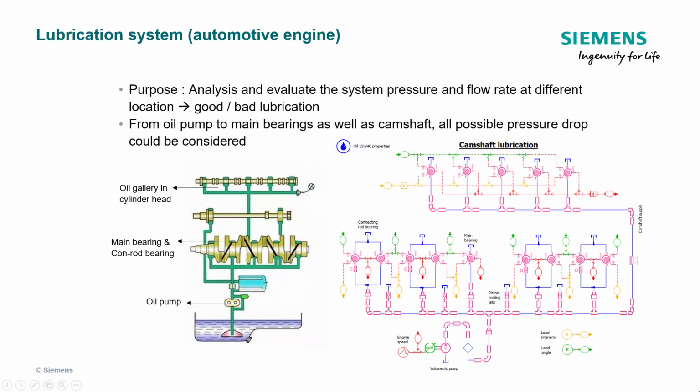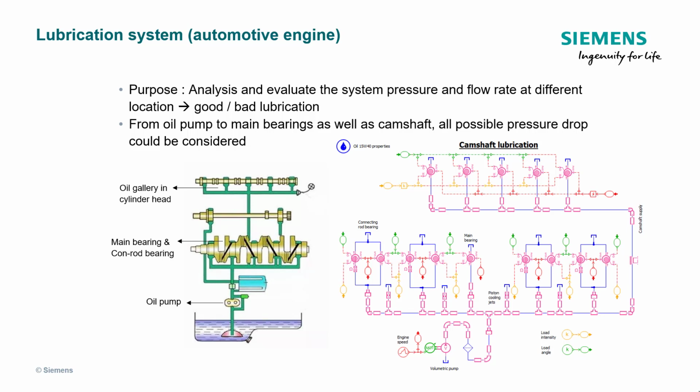The third example is a lubrication system model built with the hydraulic resistance library. It consists of all important components such as gear pump, bearings, oil galleries, and different kinds of pipes and tubes. The difference of this model compared to models introduced in previous slides is that the focus is the pressure drop or losses in pipes and connections.